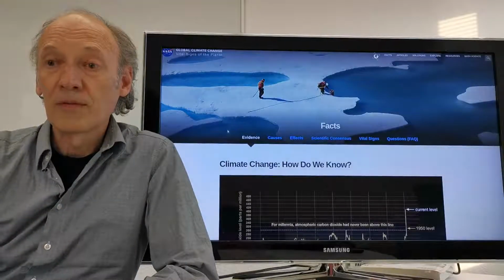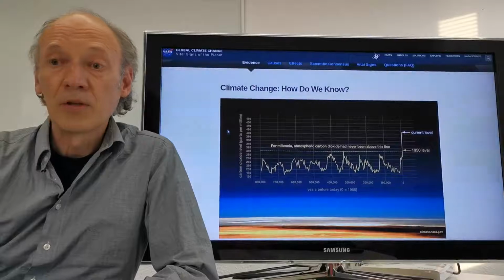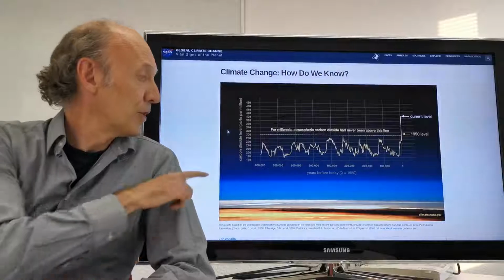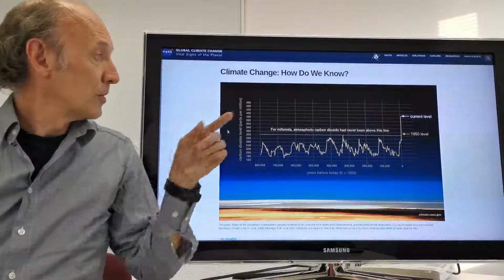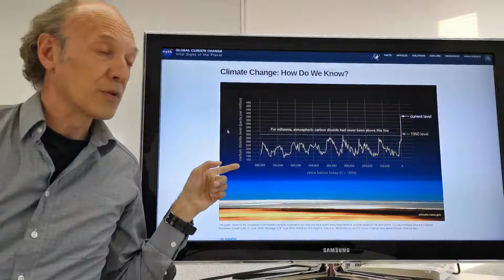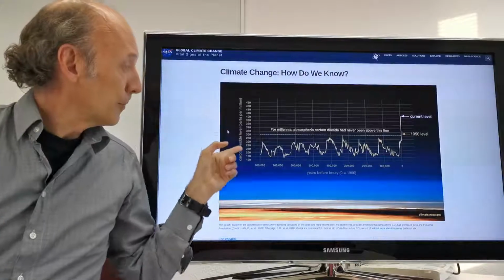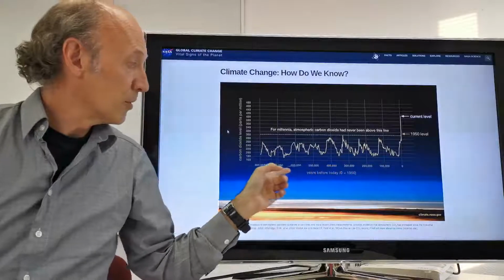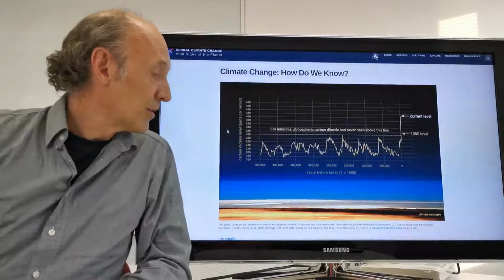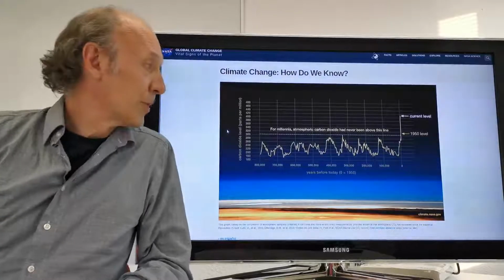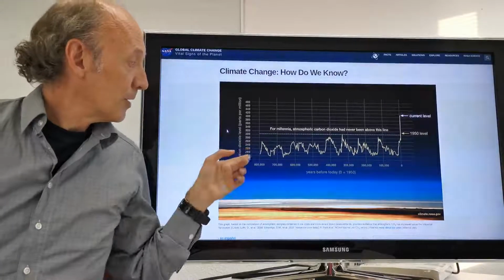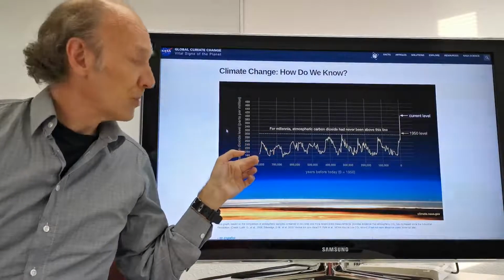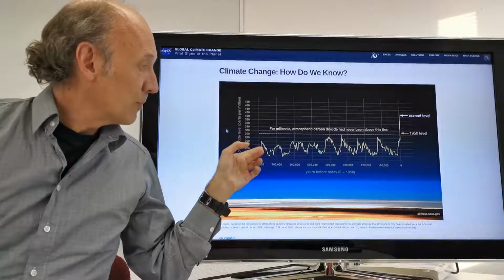So here we can see this link, and right in the beginning you see this nice chart of the CO2 concentration over time. And here you can see the CO2 concentration in parts per million, and here's the time axis. So 0 is present time, and then we go back in time, back to 800,000 years before present time. And you can see here that the CO2 level is fluctuating between about 200 ppm and about 280 ppm.